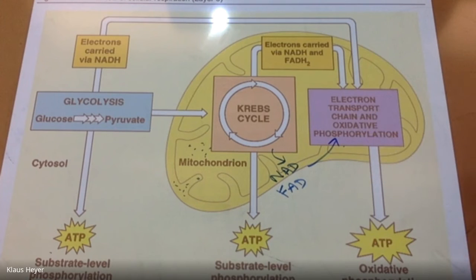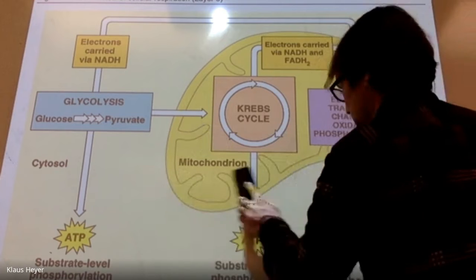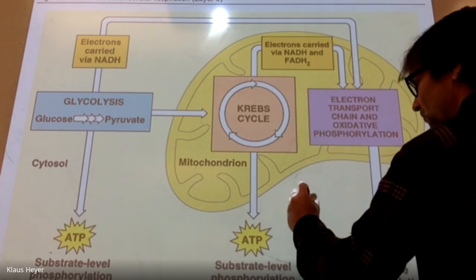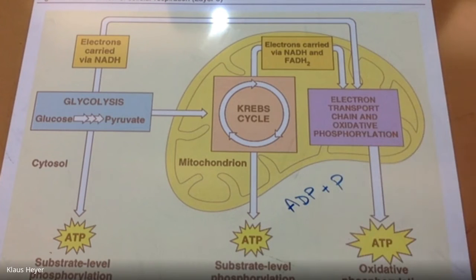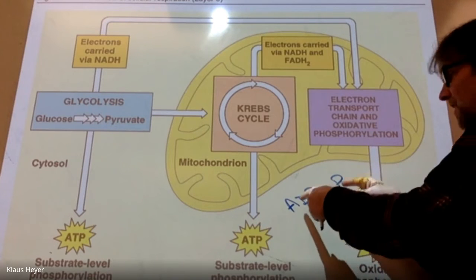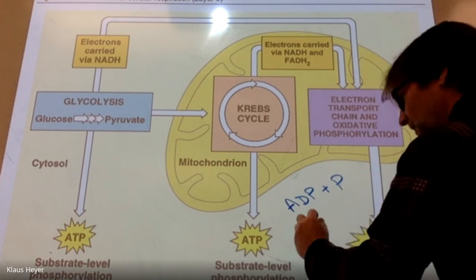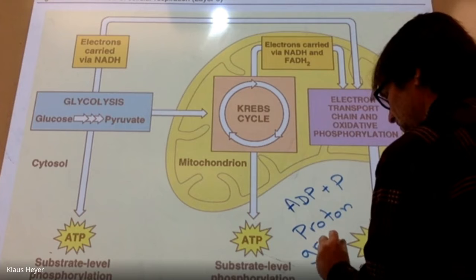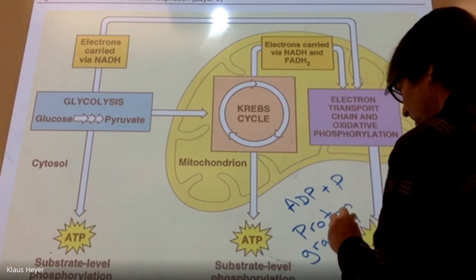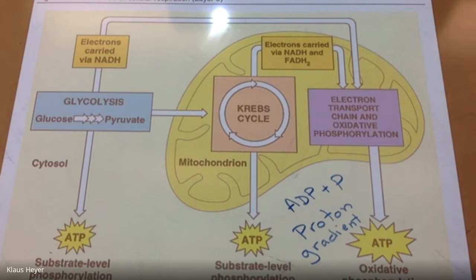So ultimately, to make ATP, we want to put ADP together with P. What is the direct energy that puts these two together? It's not the electrons, it's a proton gradient. Meaning all the protons, the H pluses, are on one side, and they all flow back through.